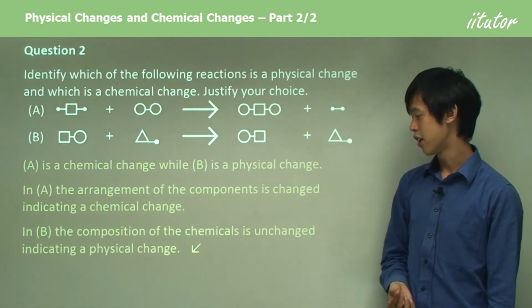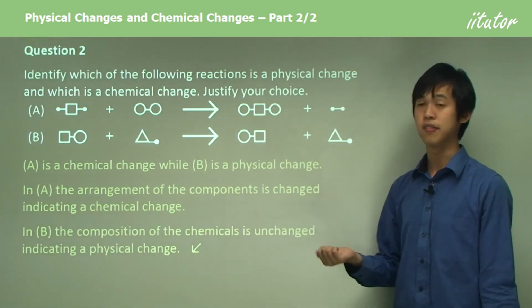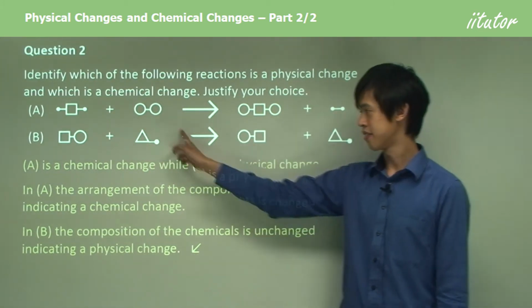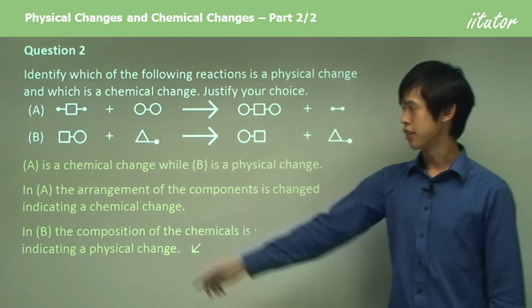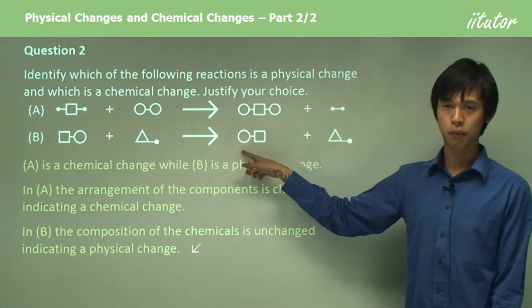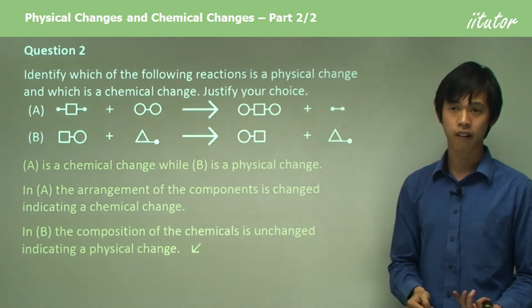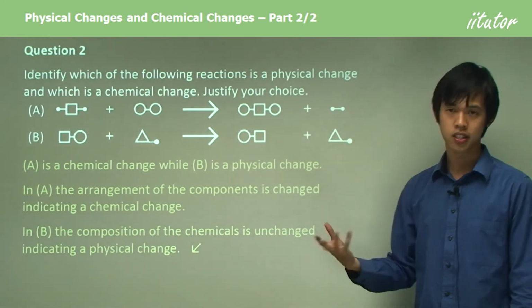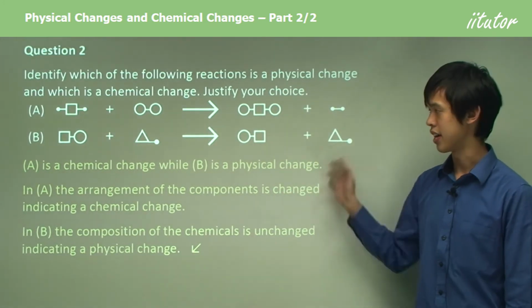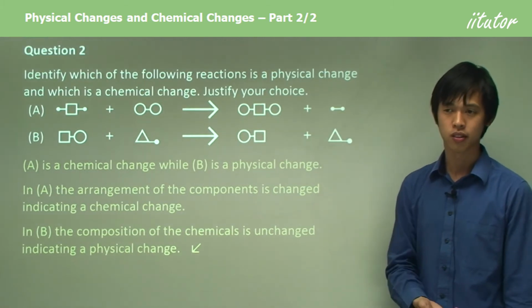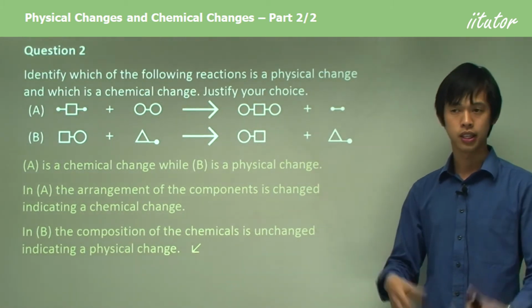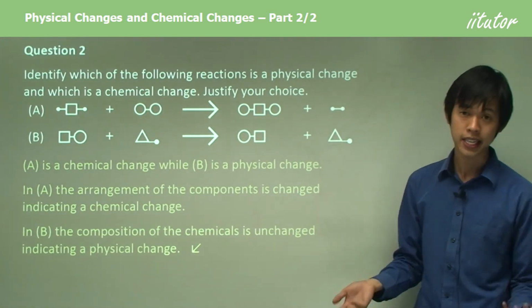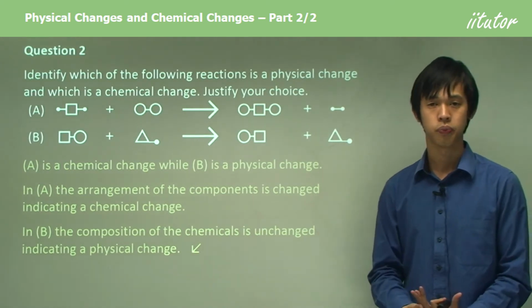Now in B, the composition of chemicals is unchanged, indicating a physical change. So you can see the triangle and the dot are still present. Okay, so these two are still present. But the square and the circle have just been flipped around. So they're still exactly the same thing, just you've gone from here to here. Okay, so you've just done this. So obviously they're the same substance. So nothing's happened. So it must be a physical change. Maybe it became a gas, or maybe it became liquid, stuff like that. So you can see that's how we sort of diagrammatically represent a chemical and physical change.